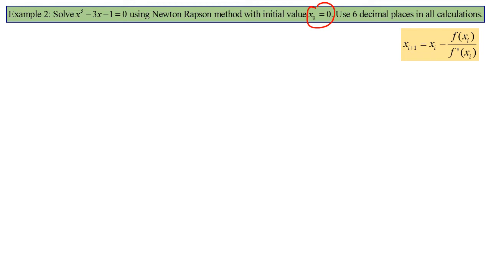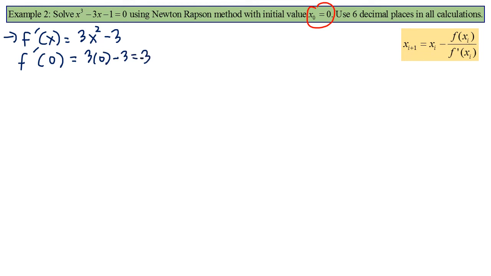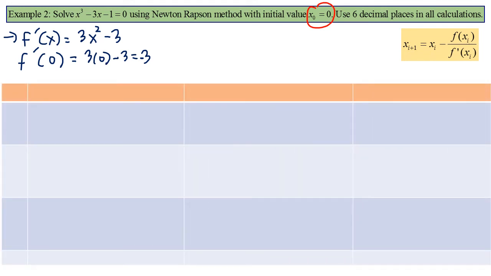So it means that you don't have to base on the stopping criteria in order to stop the iteration. What you have to do first of all is differentiate f(x), and you will get 3x squared minus 3. Then substitute x0, which is 0, and you will get -3. So -3 is okay, meaning it is not close to 0 and not equal to 0, so x0 equal to 0 is suitable to be the initial value for this problem.